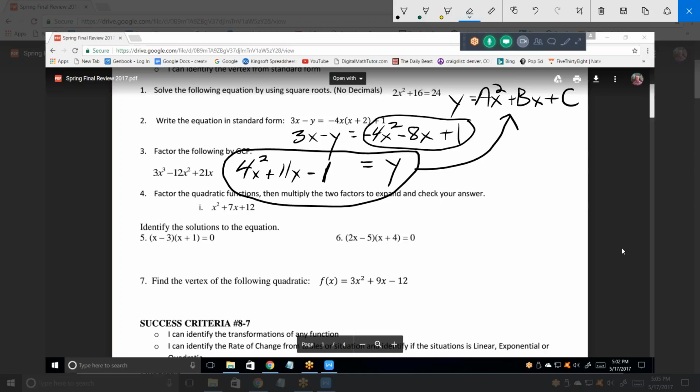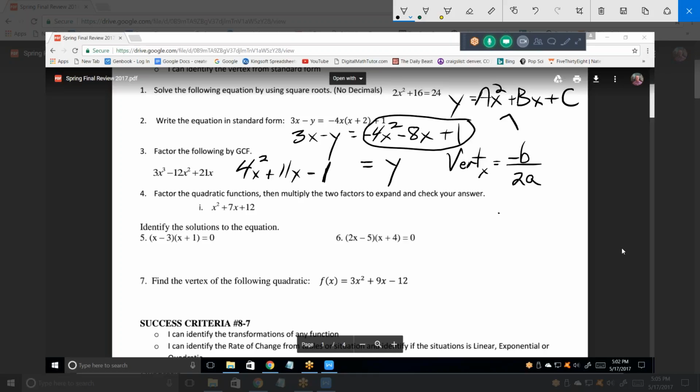In other words, if you had this in standard format, and now I said, what is the vertex, or at least what's the x-coordinate of the vertex, what would it be? Minus b over 2a. So that would be negative 11 over 8. Yeah. And notice that it would not have been very easy to find the vertex in the original way that the thing was put.